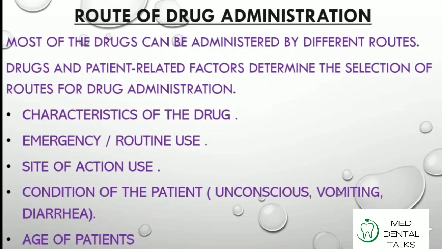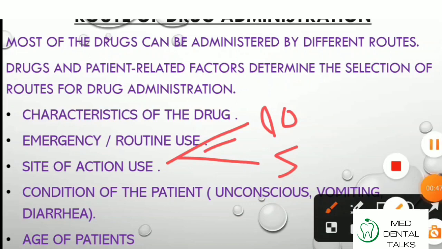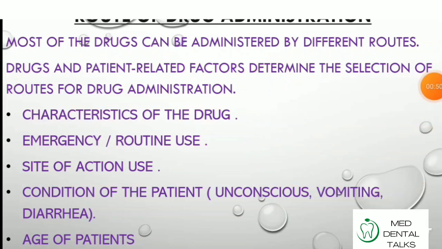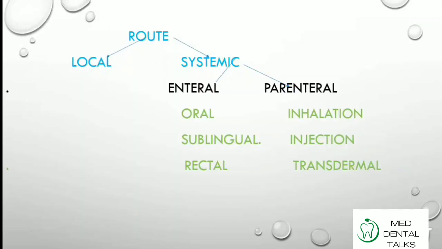These factors are characteristic of the drug, emergency or routine use, site of action of the drug, whether it is local or systemic. Now, condition of the patient, where the patient is unconscious, vomiting, diarrhea, associated disease, and age of the patient, and sometimes patient's or doctor's choice. Here this image shows the different types of routes of drug administration: oral, sublingual, intramuscular injections, epidermic, topical, inhalation.